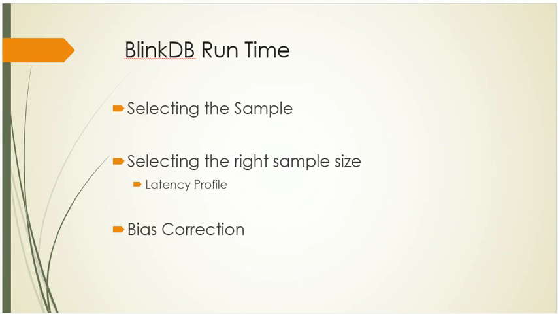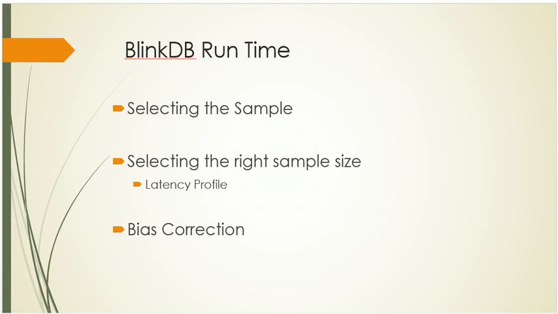BlinkDB runtime steps include selecting the sample. This step involves choosing an appropriate sample for a query, and primarily depends on the set of columns that occur in its where or group by clauses and the physical distribution of data in the cluster. If BlinkDB finds one or more stratified samples on a set of columns, BlinkDB simply picks the sample with the smallest number of columns and runs the query.